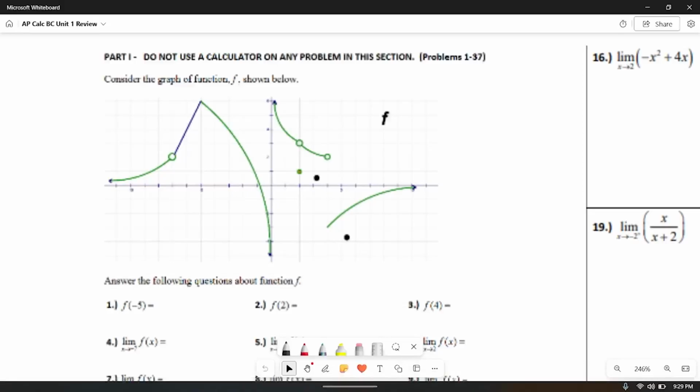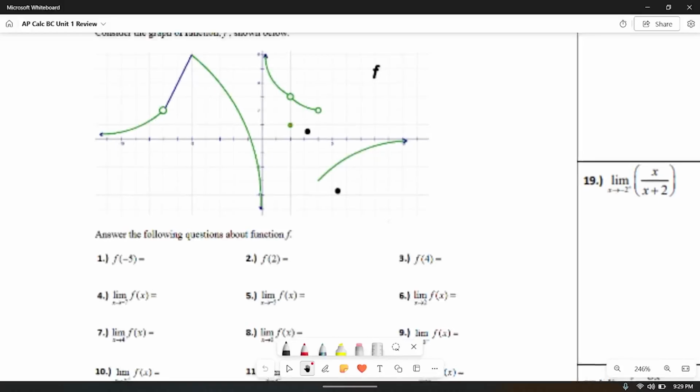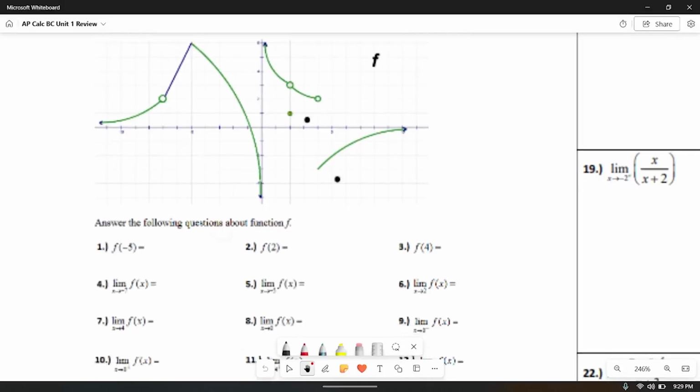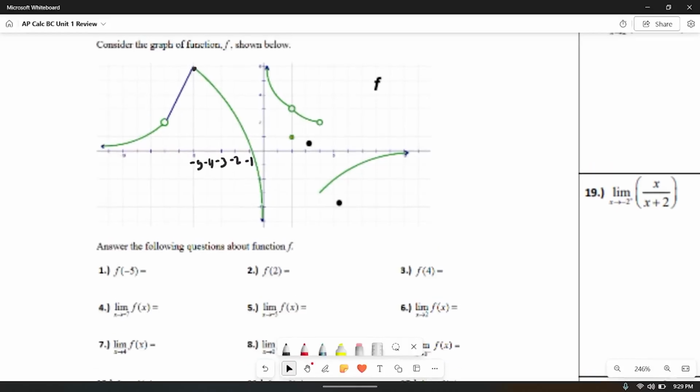Alright, so now we're going to be working through a review of everything we just covered. All of these questions are going to be AP level, so if you are a little bit lost, don't worry, that's completely normal. So first we have f of negative 5. This is negative 1, negative 2, negative 3, negative 4, and this is negative 5. So f of negative 5 will be right here. This is 1, 2, 3, 4, 5, 6. So the answer to this one is 6.